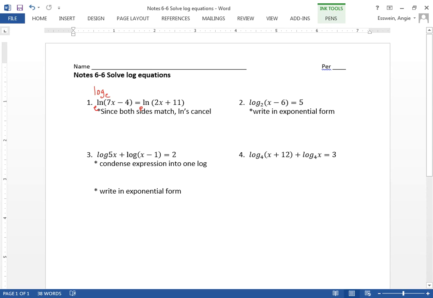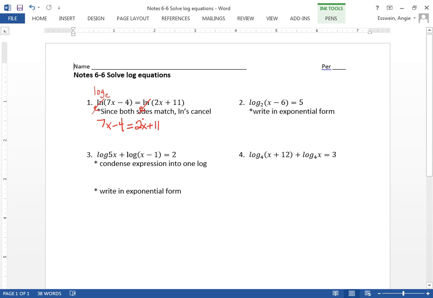And since we've talked about this many times, they're inverse operations. So natural log and e raised to a power are inverse operations. So really that's what's canceling. And this is a very, very easy equation to solve. It's just 7x minus 4 equals 2x plus 11. So the tip that I want you to write down is there are 3 different types of log equations. When both sides match, the logs cancel.